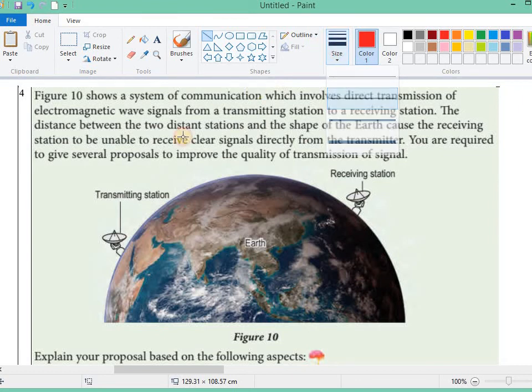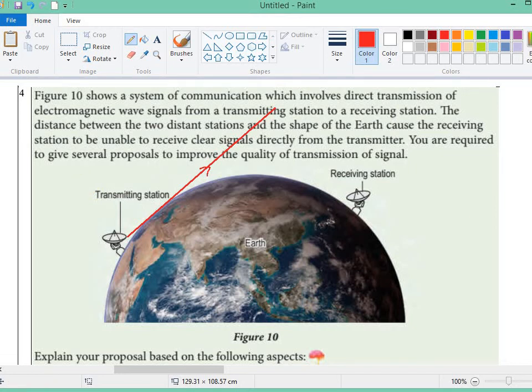So if that is the case, if from here it transmits like this, you see the wave goes in this direction. It cannot be received by the receiving station, right or not? Cannot reach the receiving station. It's blocked by the earth itself.